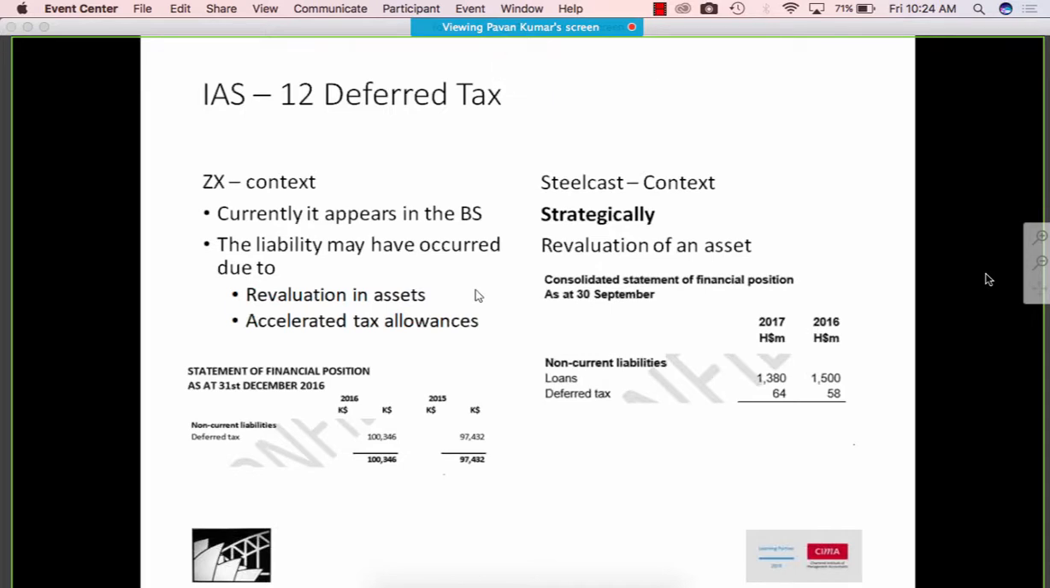That's right. It's basically the difference in the tax treatment of certain expenses according to company law and according to tax law. That's right. For example, if we take the example of depreciation, the depreciation percentages according to company law are different and according to tax law are different. Any other reasons for deferred tax?